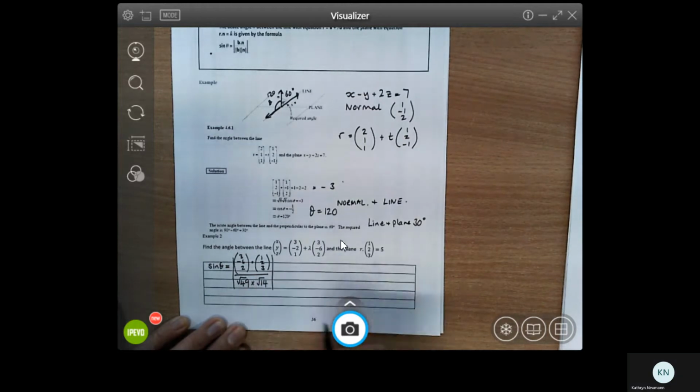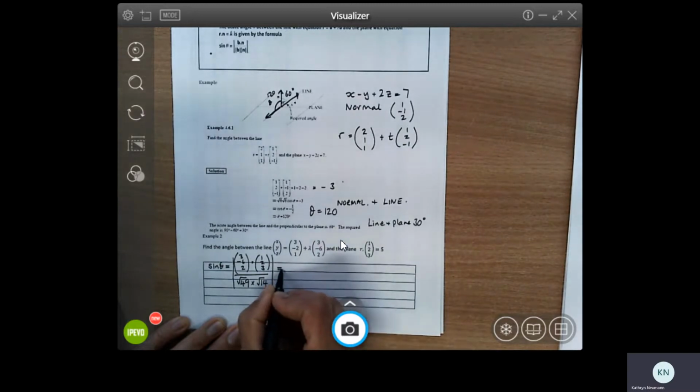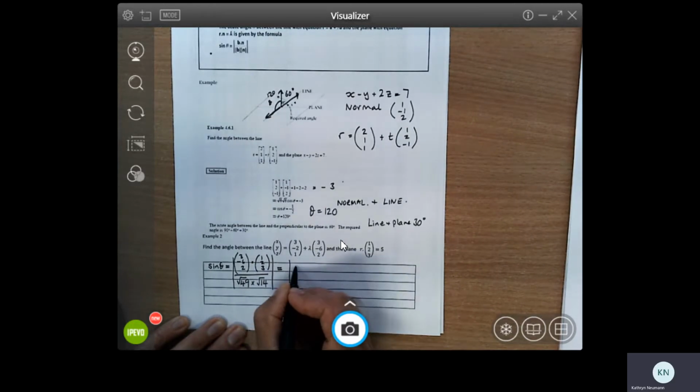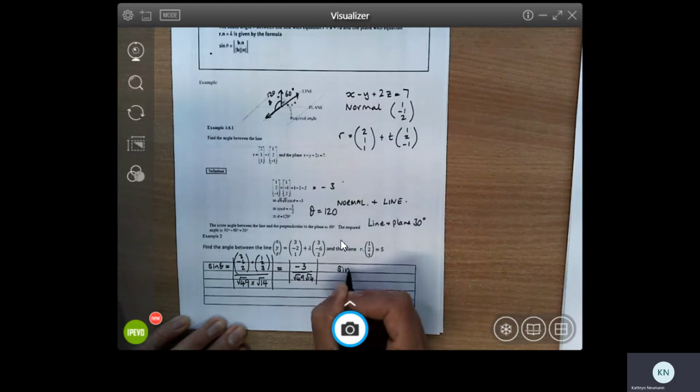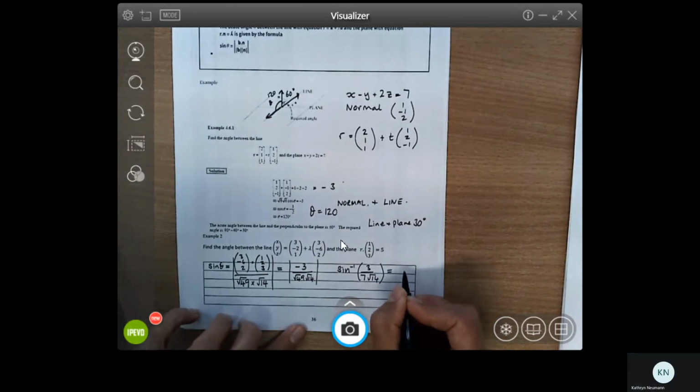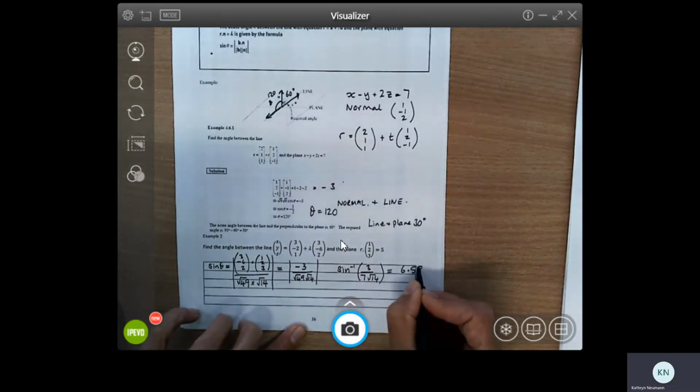And we'll then work that out. So we get here that this top bit is 3 minus 12, which is minus 9, plus 6 is minus 3. So we're going to have the mod of minus 3 over root 49 root 14. So we'll need to work out inverse sine of 3 over 7 root 14. And that gives me 6.58 degrees.